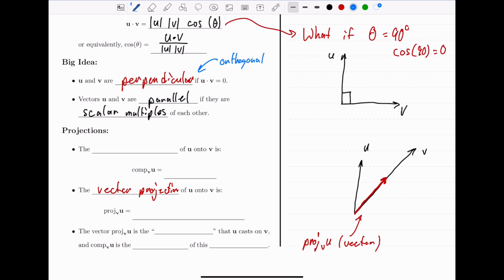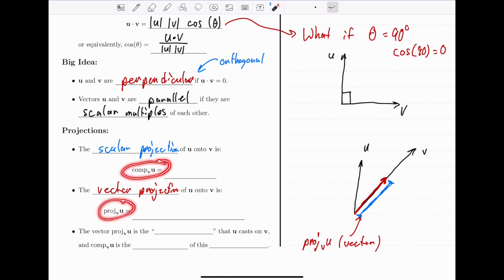Instead of thinking of the entire vector, let's just think of the length of the vector. That would just be the magnitude. Let's think of how far it is from here to here. That's just the length of that shadow. And instead of thinking of a vector, we're just thinking of a magnitude here. This magnitude is called the scalar projection. The scalar projection has this notation, and it's just the length of the vector projection.